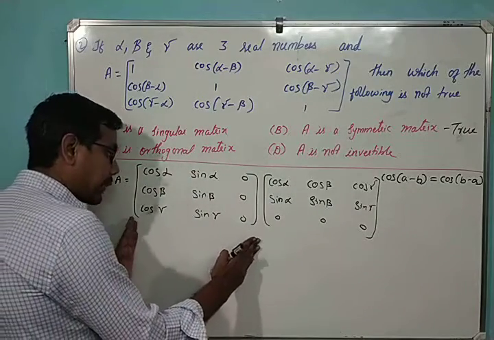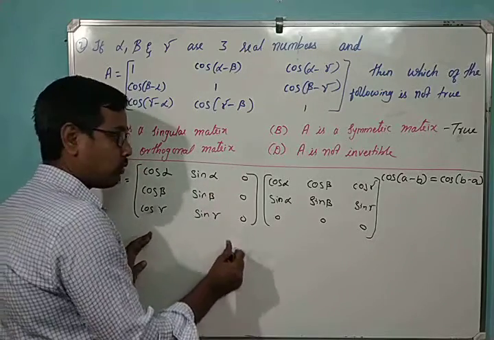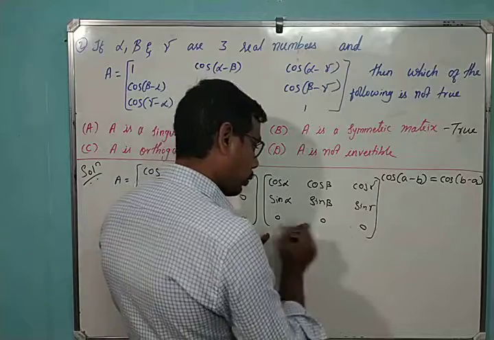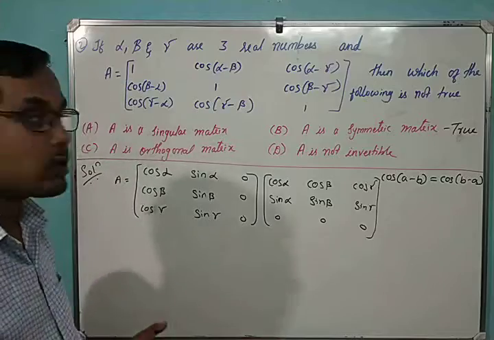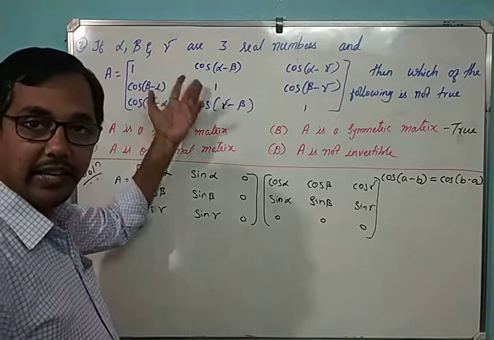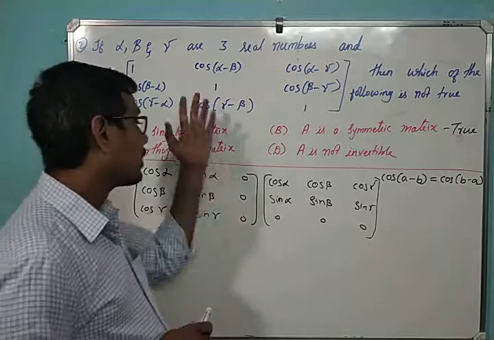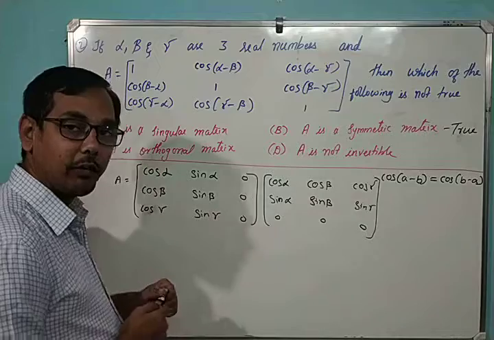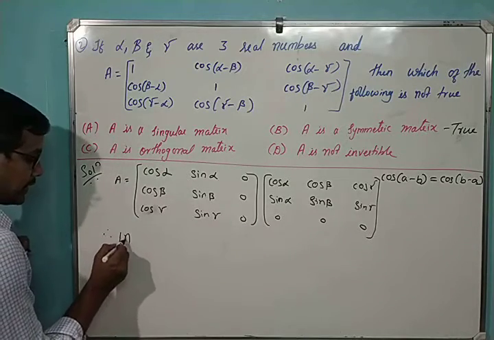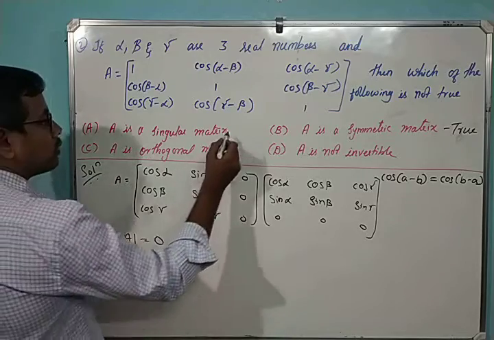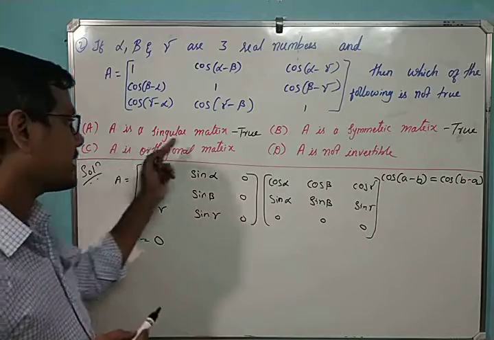So if I calculate the determinant of this, as the whole row is 0, the determinant of this will be 0. If I calculate the determinant of this, whole row is 0, the determinant of this will be 0. 0 into 0 is what? 0. So the determinant of this particular matrix is 0. Once the determinant of this particular matrix is 0, it is a singular matrix. Determinant A is equal to 0. So this is true. It is a singular matrix. So A is a singular matrix is true.